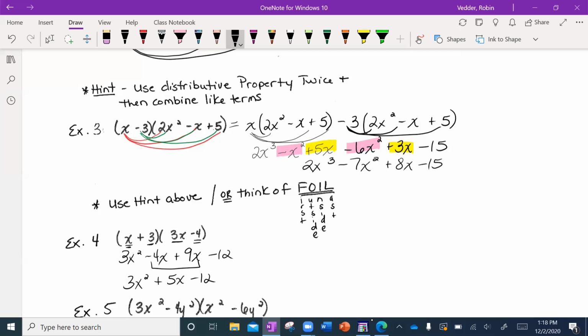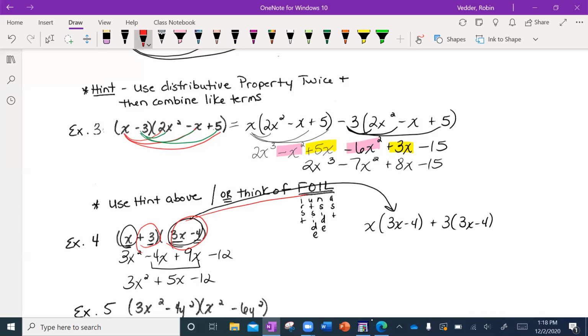Now, if you don't like the acronym of FOIL or you don't understand it, you could do what I did above, which is you could have separated it as x times 3x minus 4 plus 3 times 3x minus 4. So you could have multiplied everything in the first parenthesis by the second parenthesis. Again, both ways will give you the same answer. So if you had done it that way, you would still get 3x squared plus 5x minus 12, whichever way makes more sense to you.